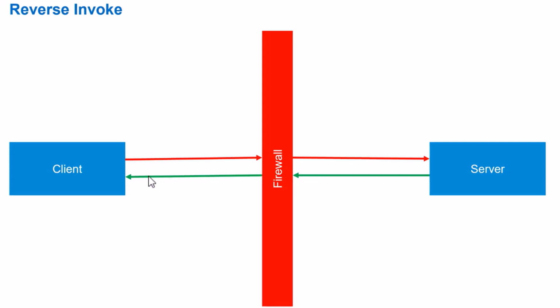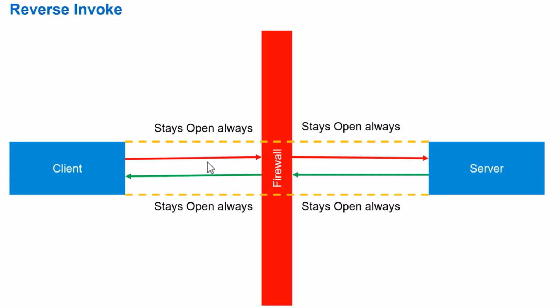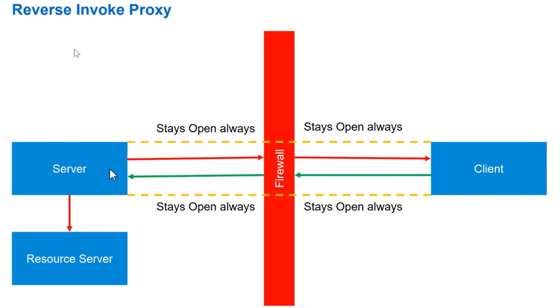And here the client makes a connection on port 80 or 443 for the first time. It initiates the connection, and then once the server responds back, the client does not close the connection. So the connection is always open. So now the server can use this connection that is already open and make requests to the client. And then the client can go ahead and get some data from a resource server in its network and then send it to the server.